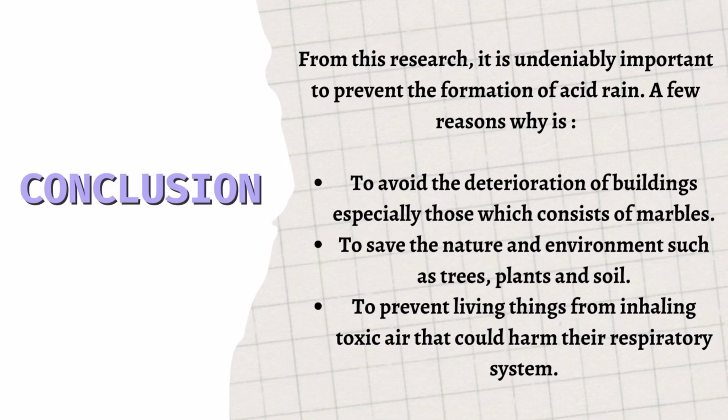From this research, we can conclude that it is undeniably important to prevent the formation of acid rain. A few reasons why: first, to avoid the deterioration of buildings, especially those made of marble. Second, to save nature and the environment, such as trees, plants, and soil. Third, to prevent living things from inhaling toxic air that could harm their respiratory system.